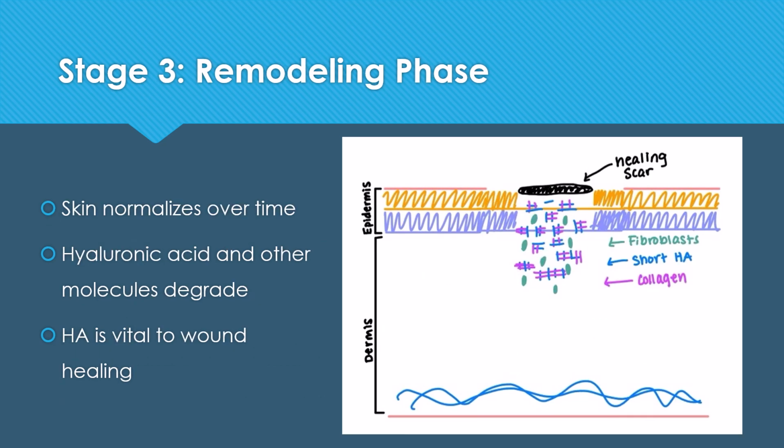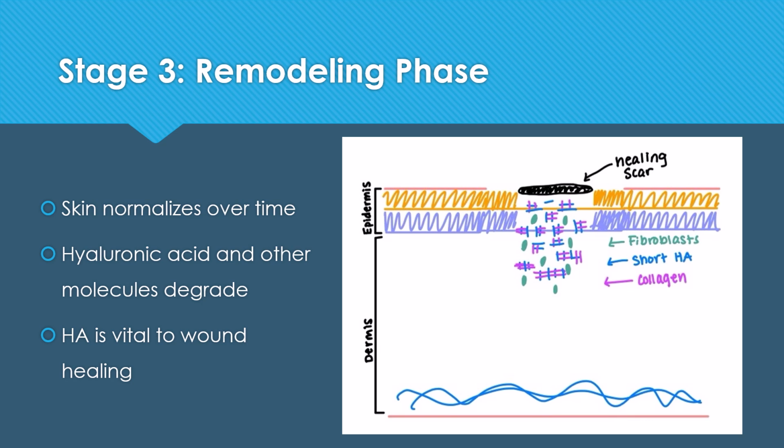The final phase of wound healing is the remodeling phase. The key to this phase is time. This is the stage where skin normalizes, but it takes time and depends on the size of the wound. HA is not as vital for this step as it and other wound healing specific cells are degraded in the area as they are no longer needed specifically for the wound healing.